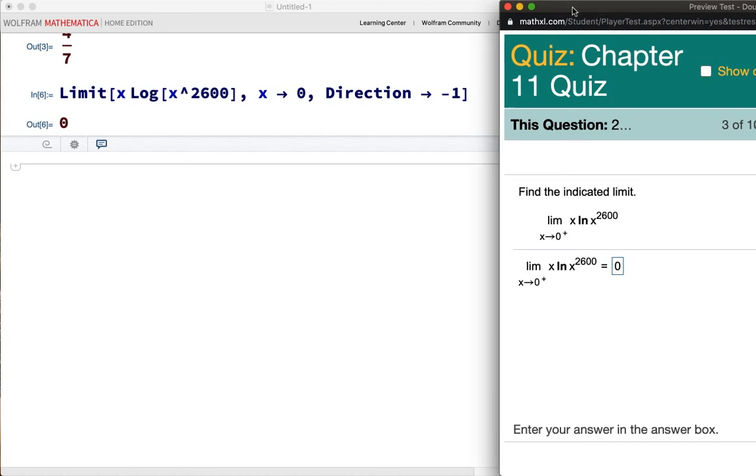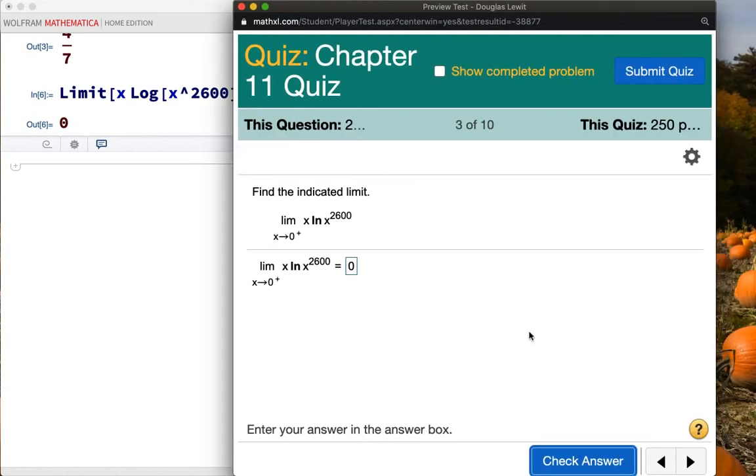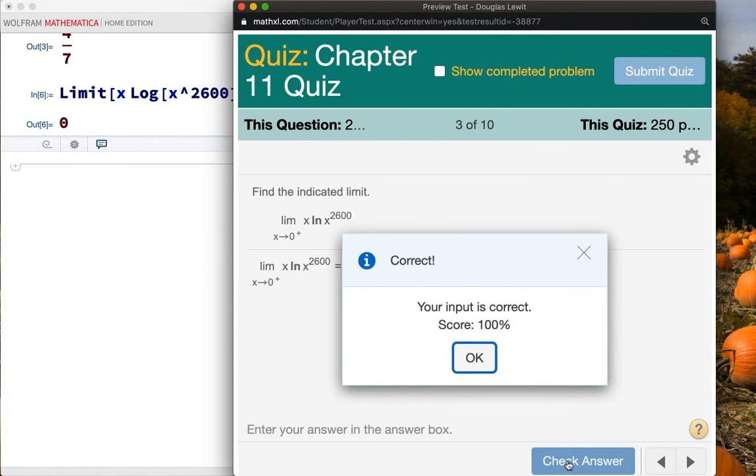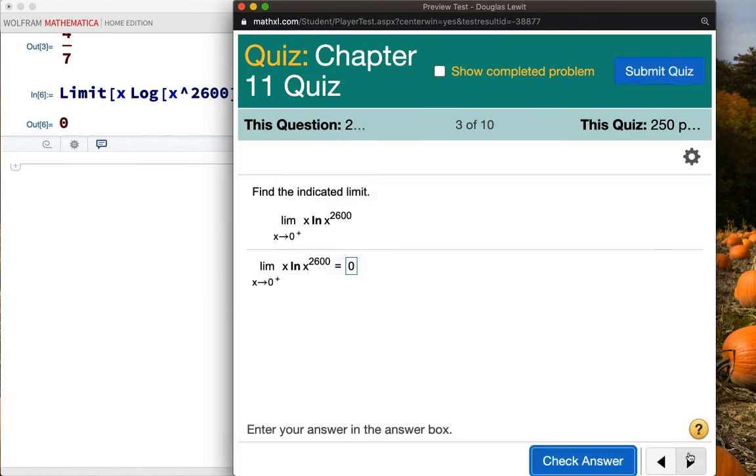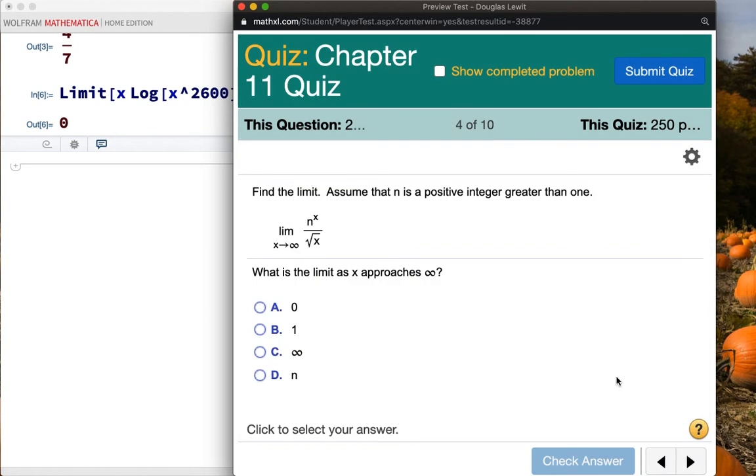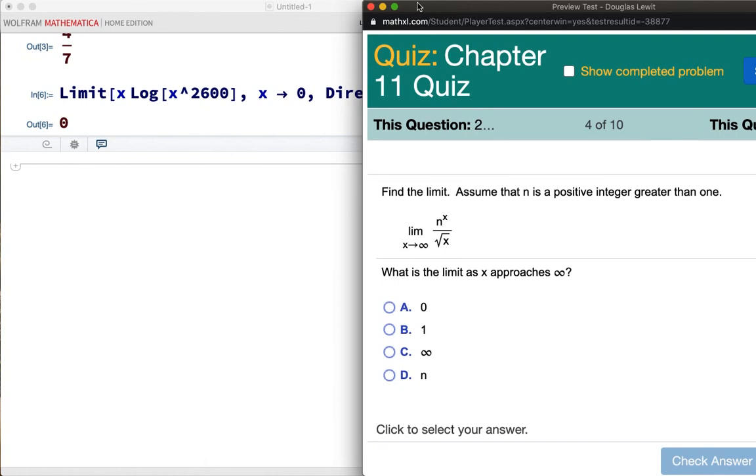Okay, so let's see if Pearson accepts this answer. Your input is correct, score 100%. Okay, terrific, so that's the correct answer. Find the limit. Assume that n is a positive integer greater than 1. So in this particular case, we have n to the power x divided by the square root of x.